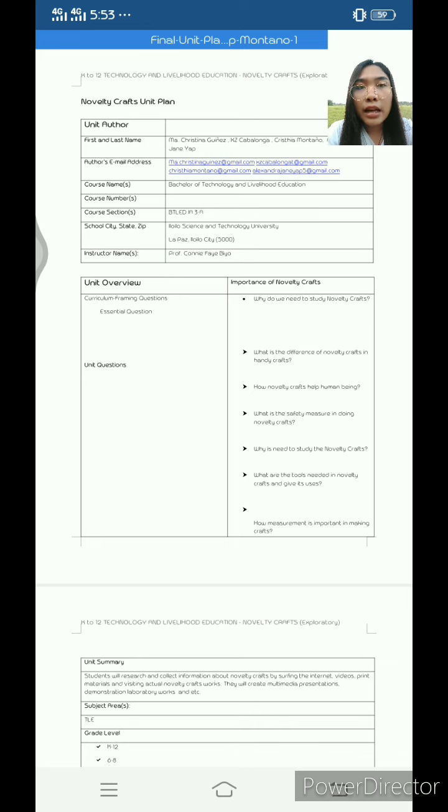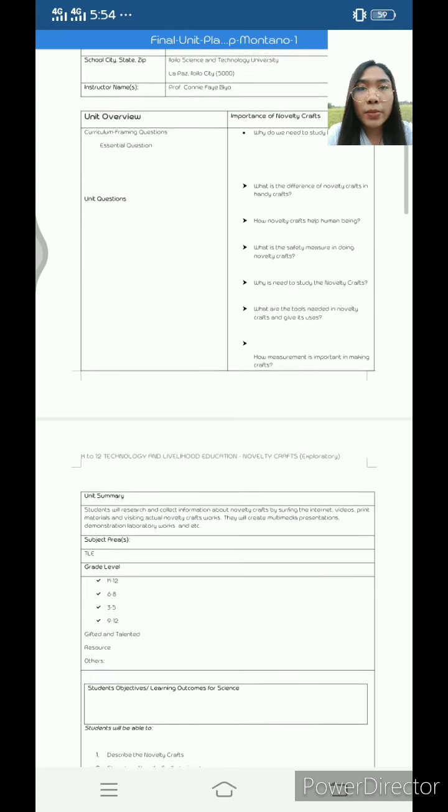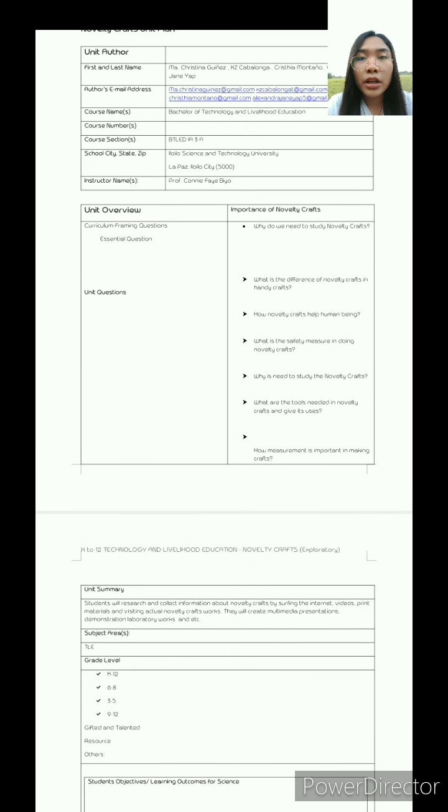Here is the format and the steps on how we organize our unit plan. Here we put our names, email address, course name, course section, school address, and of course the professor in TTL1, Professor Conifei Bio. Next we have the unit overview. As you can see in the table, the curriculum framing questions, essential question, and unit question are present for students to use their critical thinking skill ability.